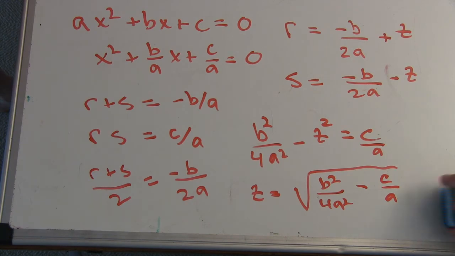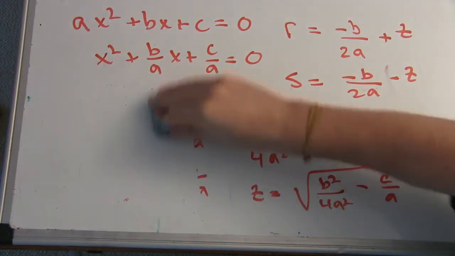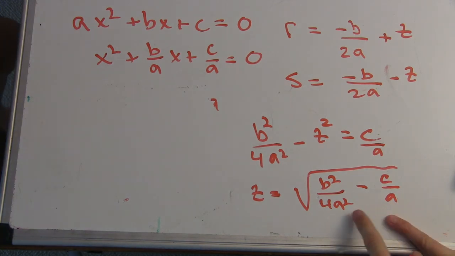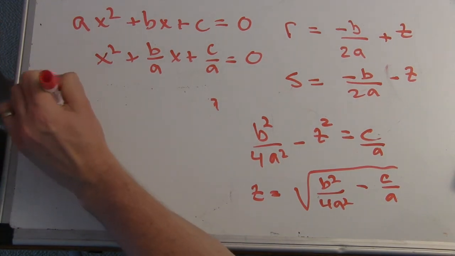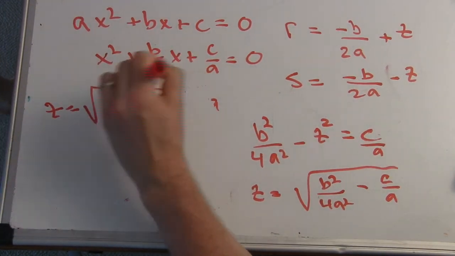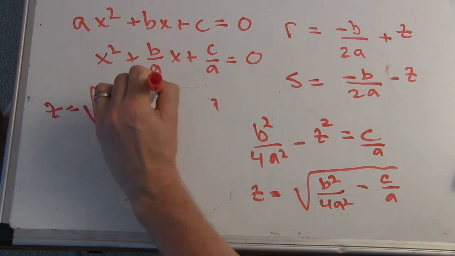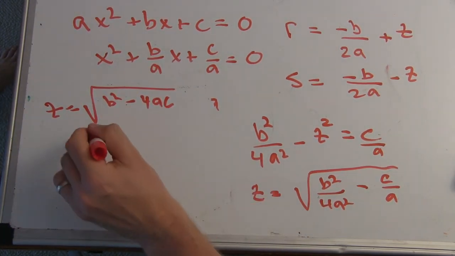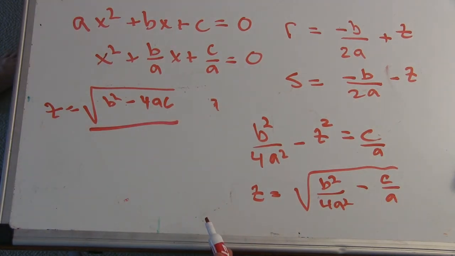And then I guess maybe I'll go back to over here. Why don't I simplify this first? So to get a common denominator, I need an a and a 4. So I get z equals the square root of b squared minus 4ac, and then I have a 4a squared on the bottom of the square root. So what can that turn into? 2a.